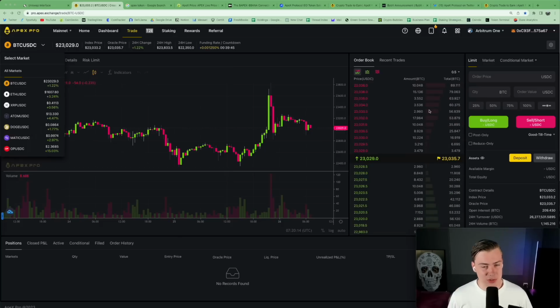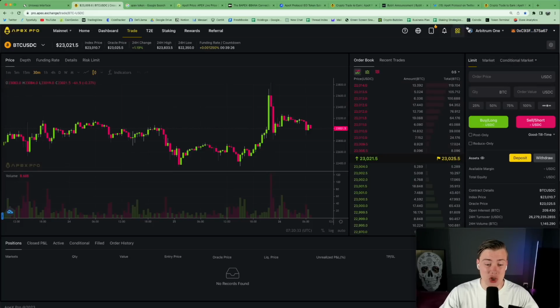So let's run through how to actually trade on Apex Pro. And of course, to get started with Apex, the first thing you are going to need to do is to actually fund your account. Now, funding your account is pretty easy because they're compatible with many of the major wallets in crypto, for example, MetaMask. So what you need to do is connect your MetaMask wallet in the top right of the screen.